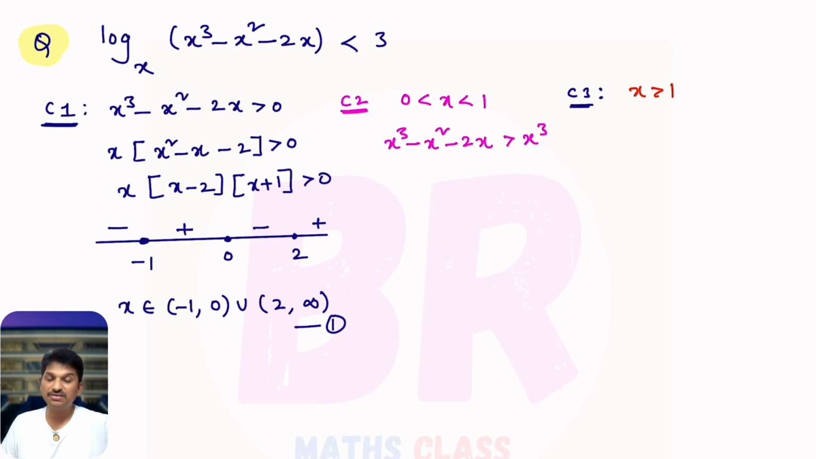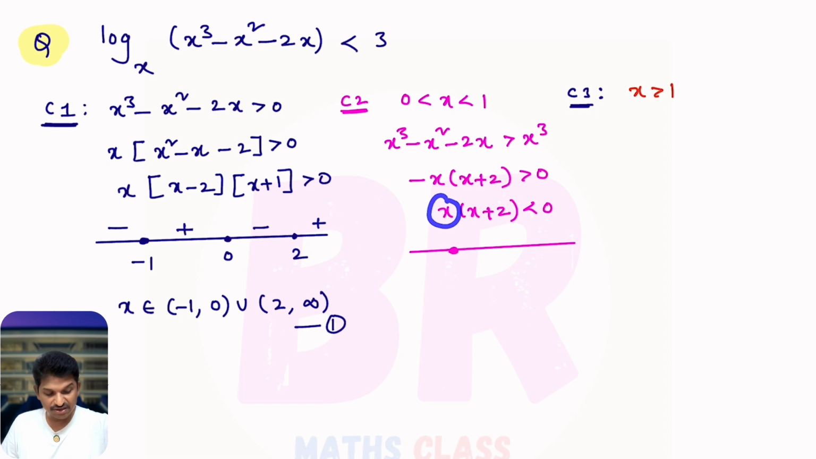I hope you are understanding. Now you can see, you take this x cube to this side, then plus x cube minus x cube will become 0. And you take a minus x common, then what will you get? Greater than 0. Multiply with minus on both sides: x into x plus 2 is less than 0. Try to find the values which satisfy this condition. You equate this to 0. This can be written as x minus 0, right? So x is 0, x is minus 2.